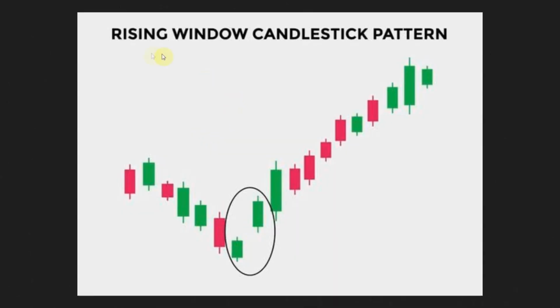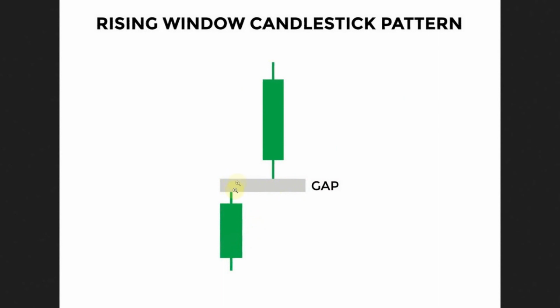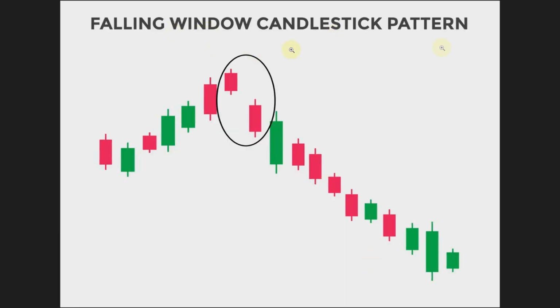The rising window is a candlestick pattern consisting of 2 bullish candlesticks with a gap between them. The gap is a space between the high and low of 2 candlesticks that occurs due to high trading volatility. It is a trend continuation candlestick pattern indicating strong strength of buyers in the market. The falling window is like a rising window, but consists of 2 bearish candlesticks, and it's an indication of the strong strength of sellers in the market.